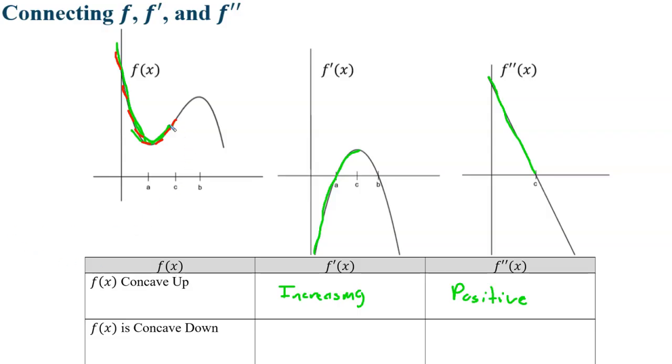And by the same token, when my function is concave down, like we see in blue here, my second derivative is going to be negative. And if a derivative of a derivative is negative, that means that the first derivative is decreasing.